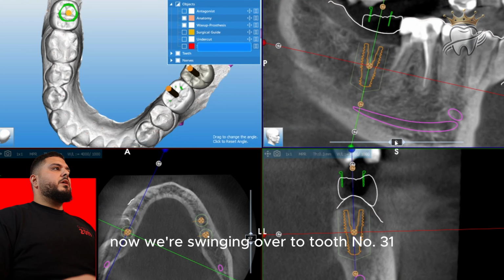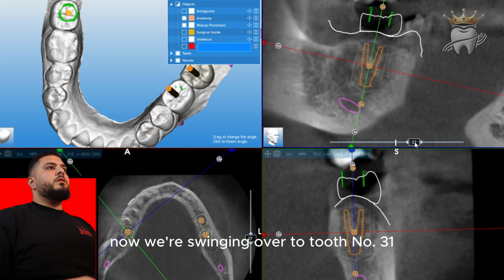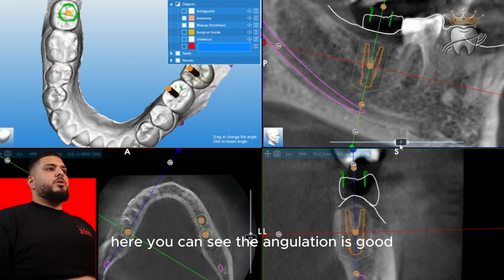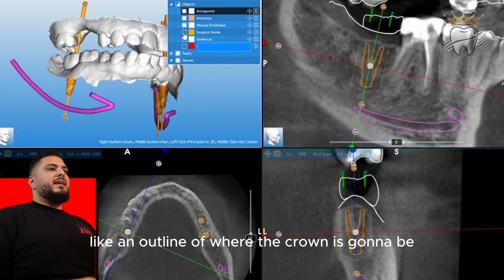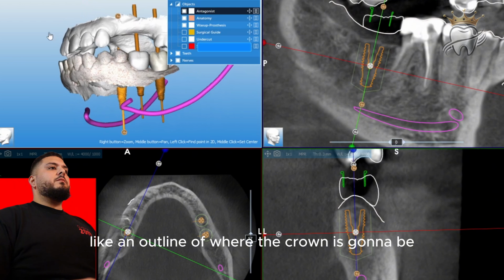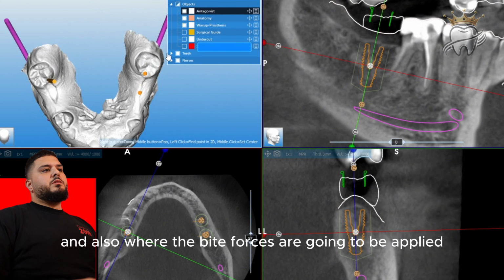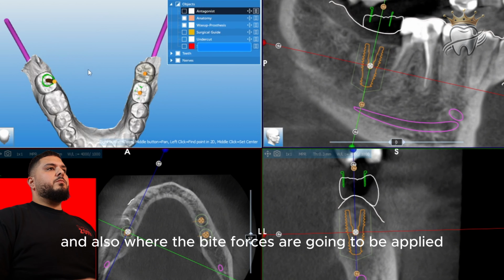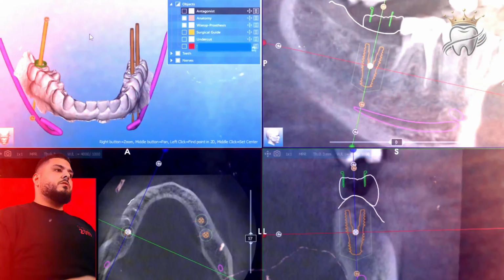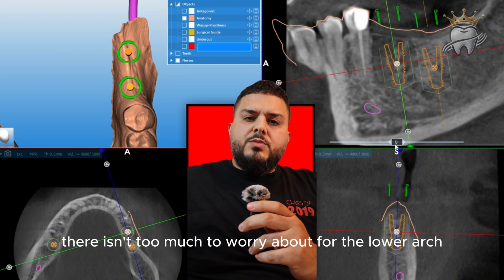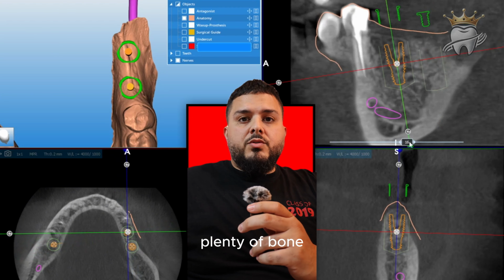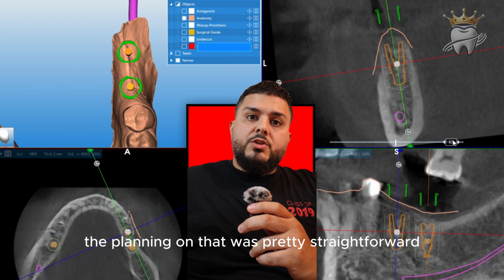So now we're swinging over to tooth number 31. Here you can see the angulation is good. Also, it shows here that there's an outline of where the crown is going to be, and also where the bite forces are going to be applied from the opposing tooth. Really, there isn't too much to worry about for the lower arch. It's pretty straightforward, plenty of bone. The planning on that was pretty straightforward.